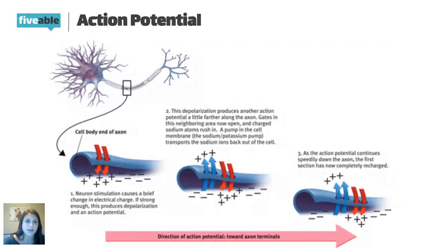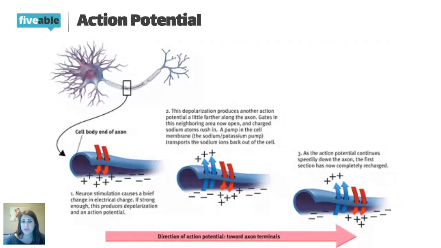But we still have to wait for it to happen before it can fire again. And that's called a refractory period. So neurons have a refractory period. They have to repolarize themselves before they can send another message again, send another message, and so on and so forth down the line.